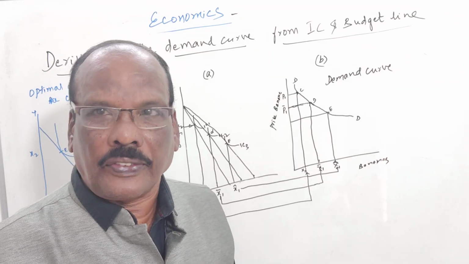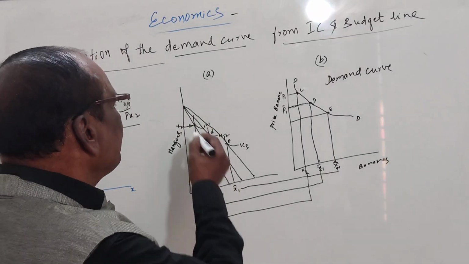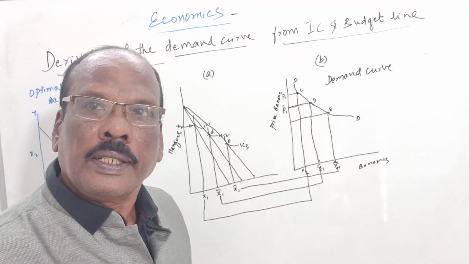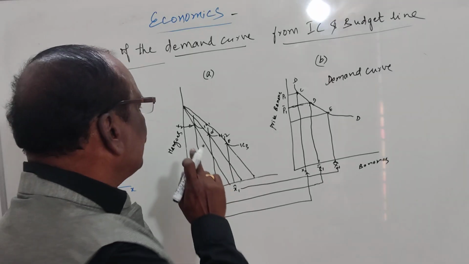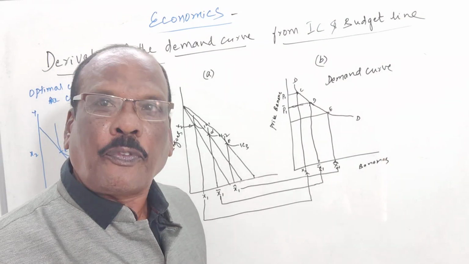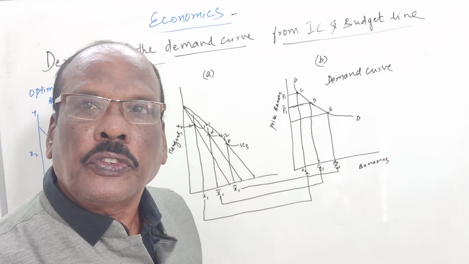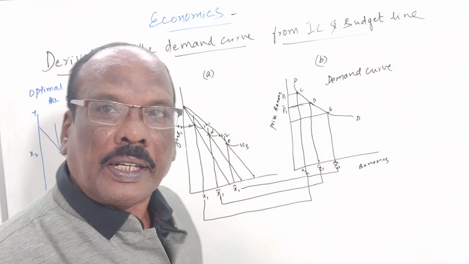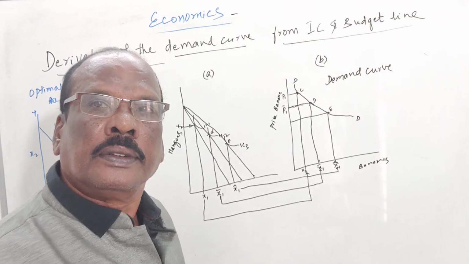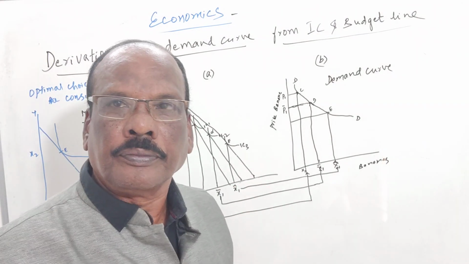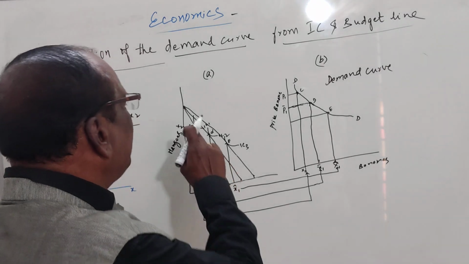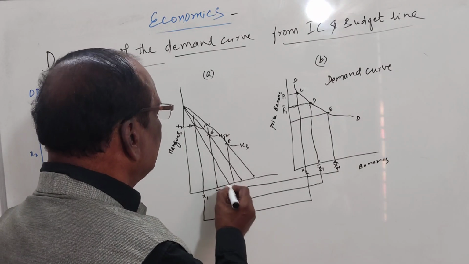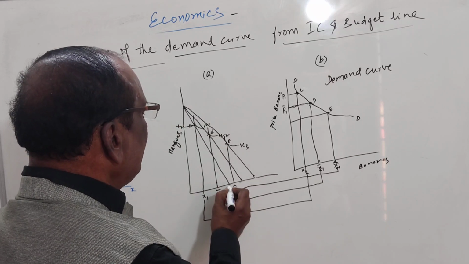So here you see two commodities are consumed by the consumer, that is X1 and X2 commodity. Say for example, mangoes and bananas. X1 are bananas and mangoes are X2. Right? Here in the beginning, so this is the budget line.